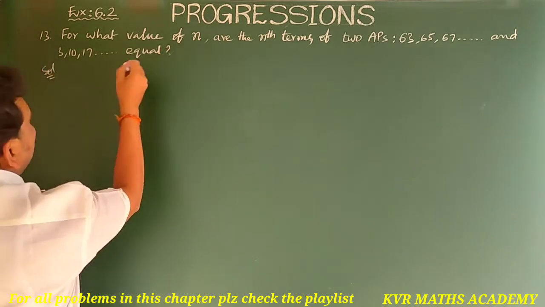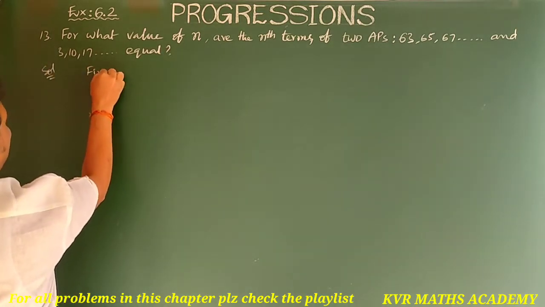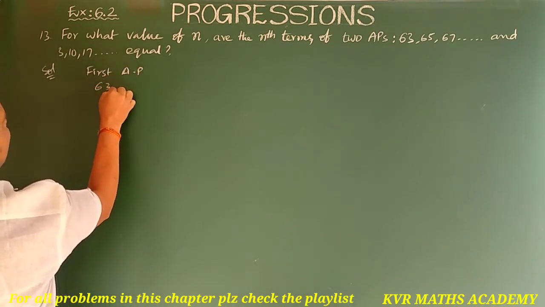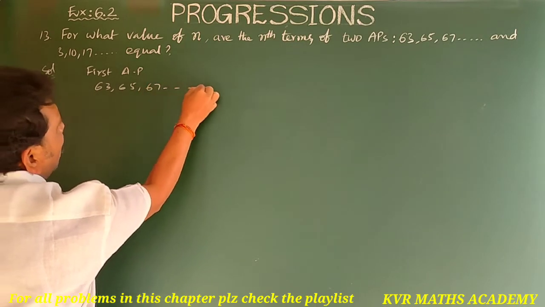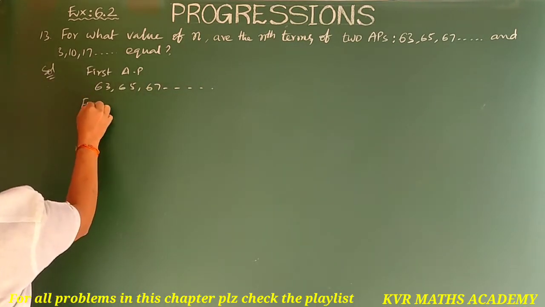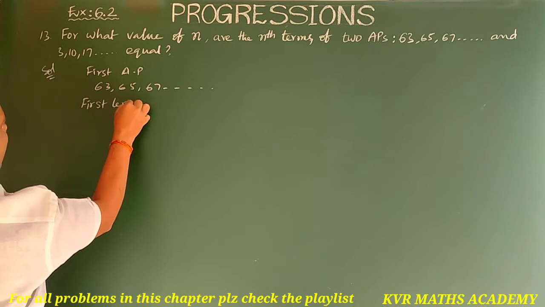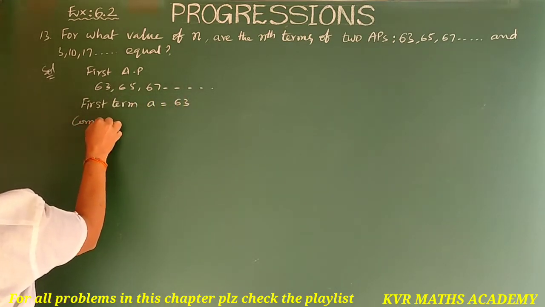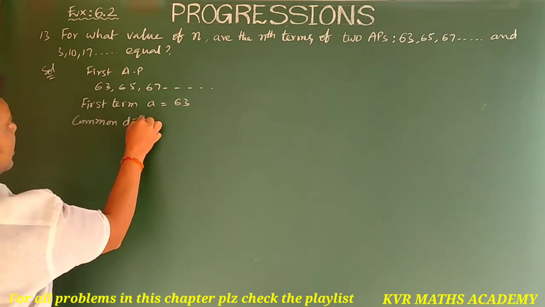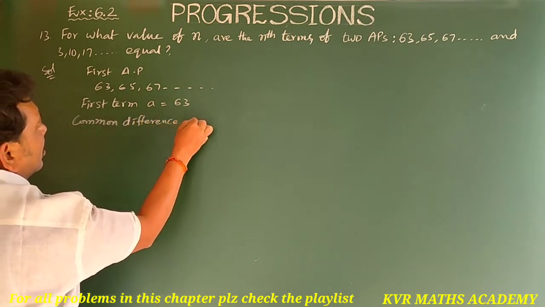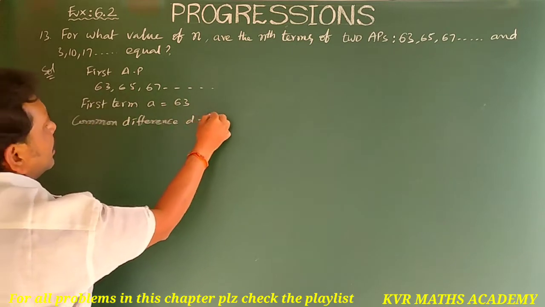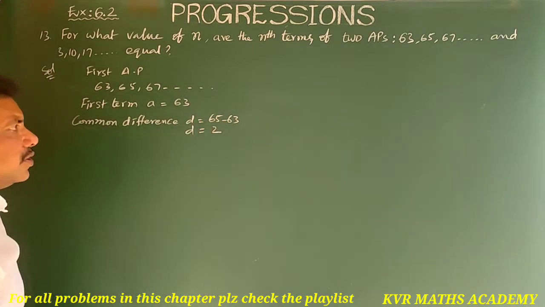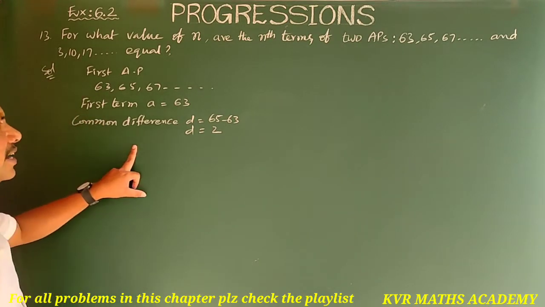See, take the first AP. What is that? 63, 65, 67 and so on. Here the first term A is equal to 63, common difference D is equal to 65 minus 63, that is 2. D is equal to 2. Let us find the nth term.